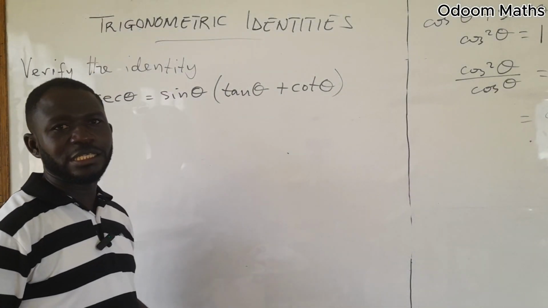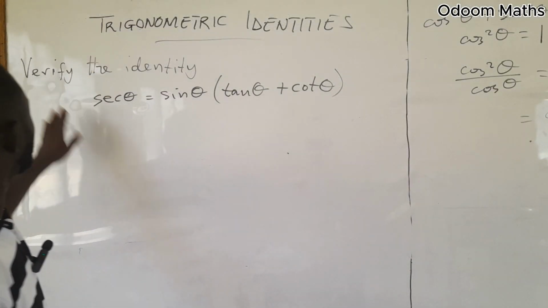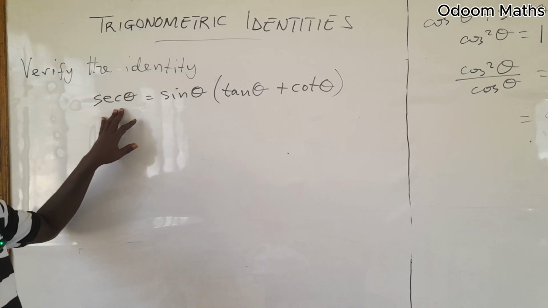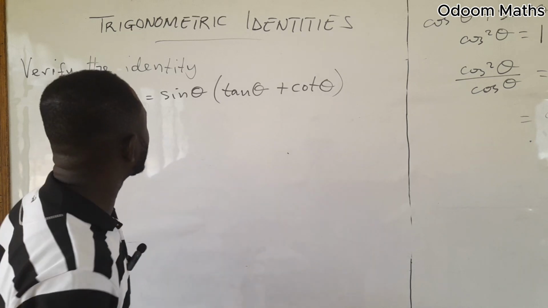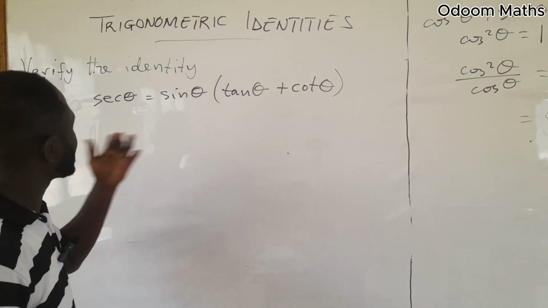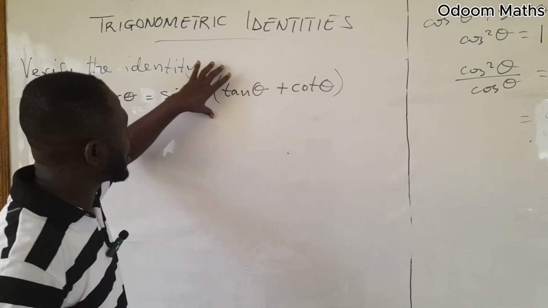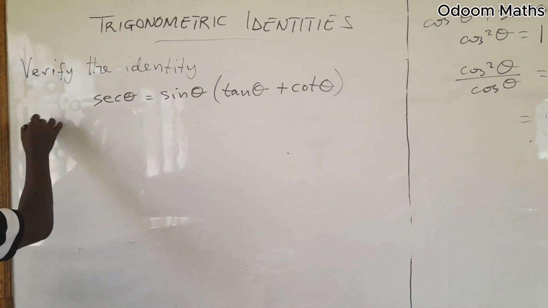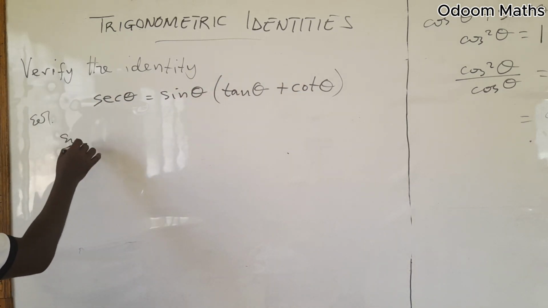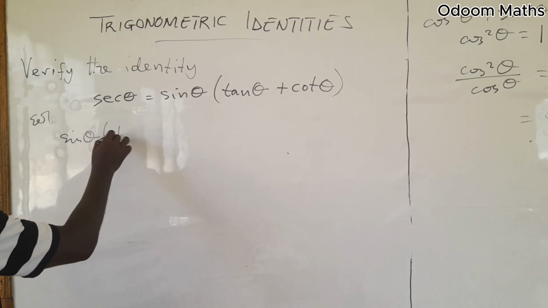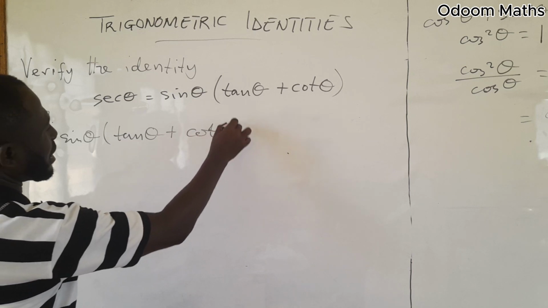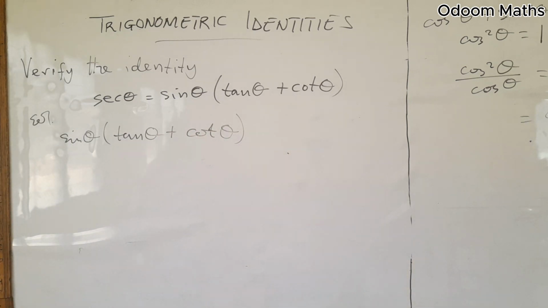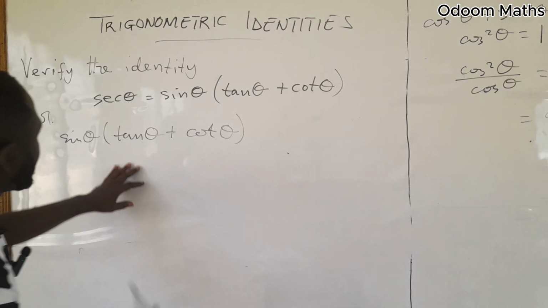Now let's look at this example also. Verify the identity sec theta equals sine theta into brackets tan theta plus cot theta. Now what is on the board? Let me choose to work from this side: sine theta into brackets tan theta plus cot theta. So I'm going to work from this side.